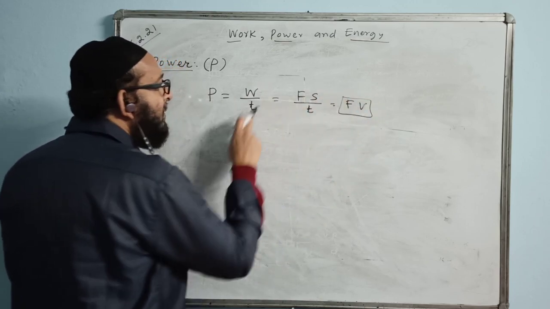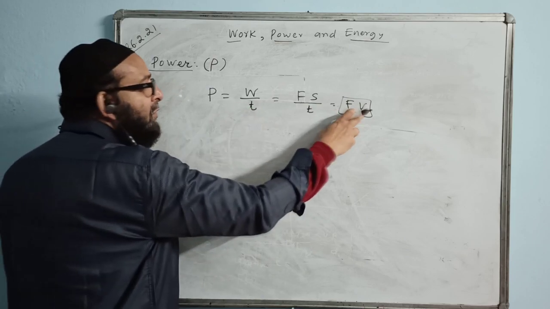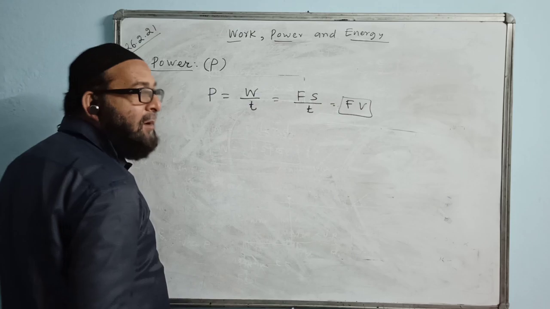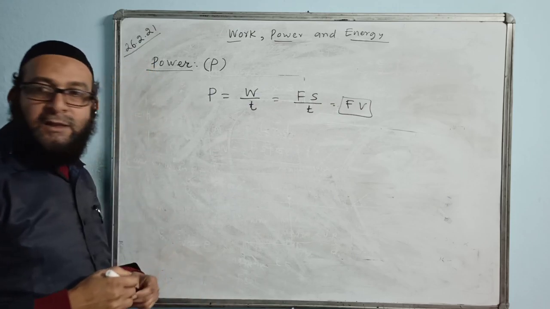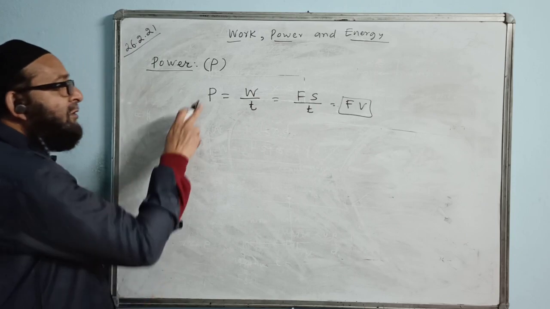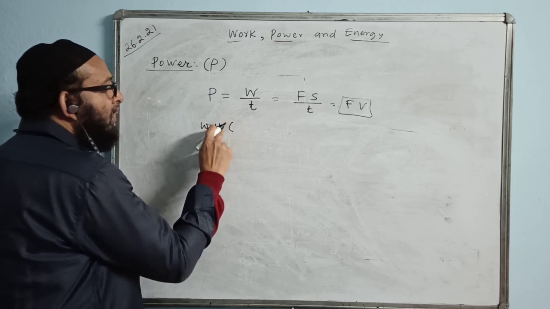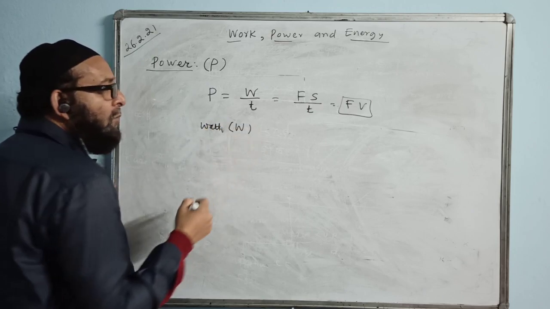So we have two formulas. Power is equal to work by time. When time is given, we will use this formula. When force and velocity are given to find power, we will use this formula: power is equal to force into average speed or average velocity. That is the formula. The SI unit of power is watt. I think you all know watt. Watt is denoted by capital W.